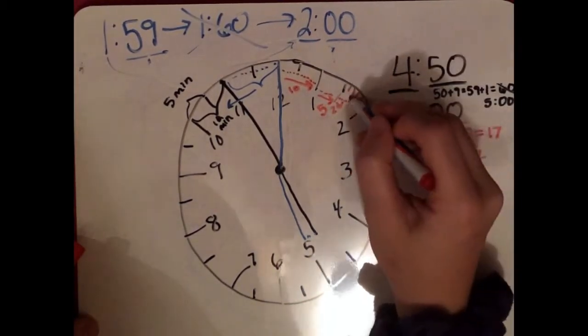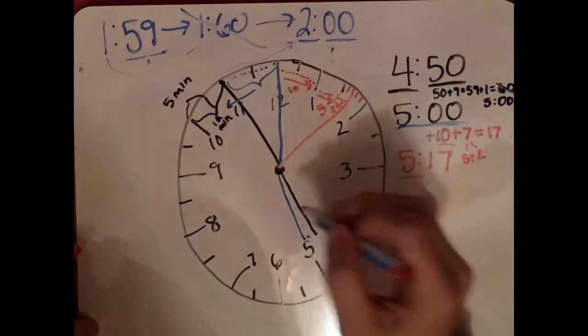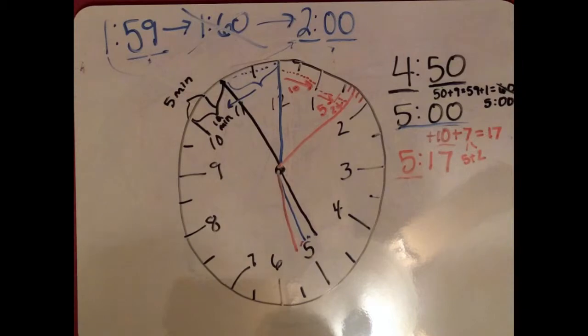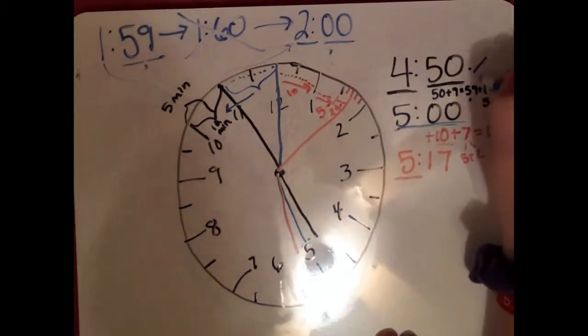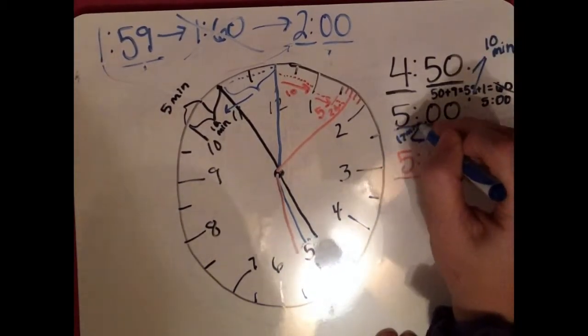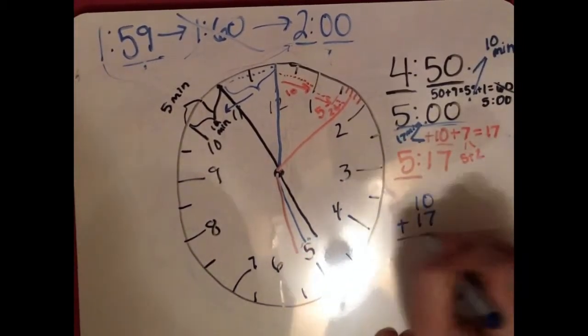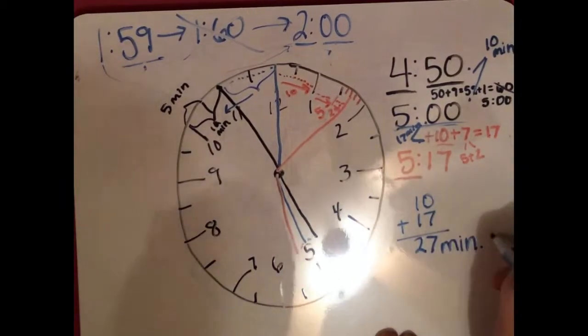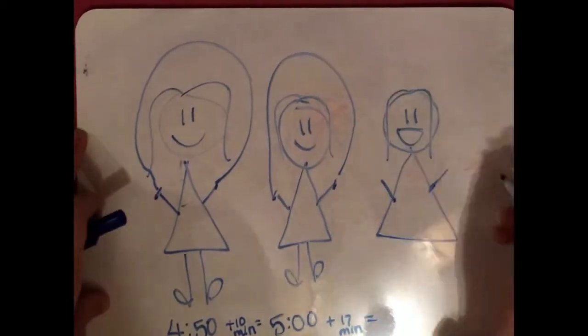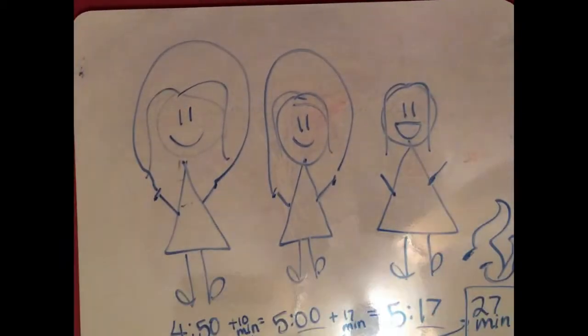I mapped out the distance with my minute hand and my hour hand to show where 5:17 would be on the clock. Once I did this, I looked at how much time I had to add in between those 3 different times. 10 minutes to go from 4:50 to 5 o'clock, and 17 minutes from 5 to 5:17, and that makes a total of 27 minutes. It took Madeline 27 minutes to start from 4:50 and end at 5:17.